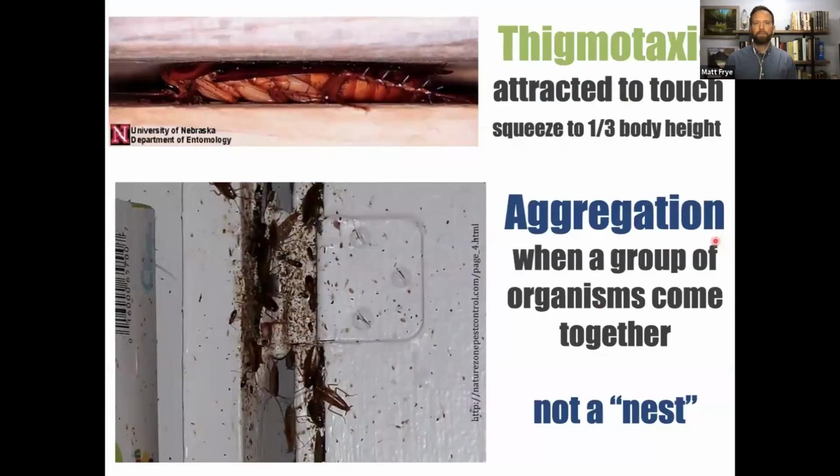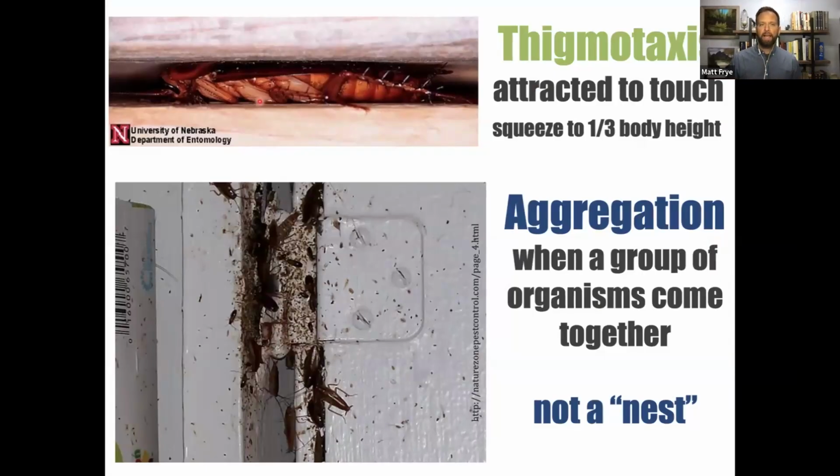So some interesting behaviors about cockroaches is that they actually prefer to be in areas where they are tight up against multiple surfaces. So we see a very compressed American cockroach here in this image, and that's a behavior called thigmotaxis, where they're attracted to being compressed by structures on multiple sides. It makes them feel safe.